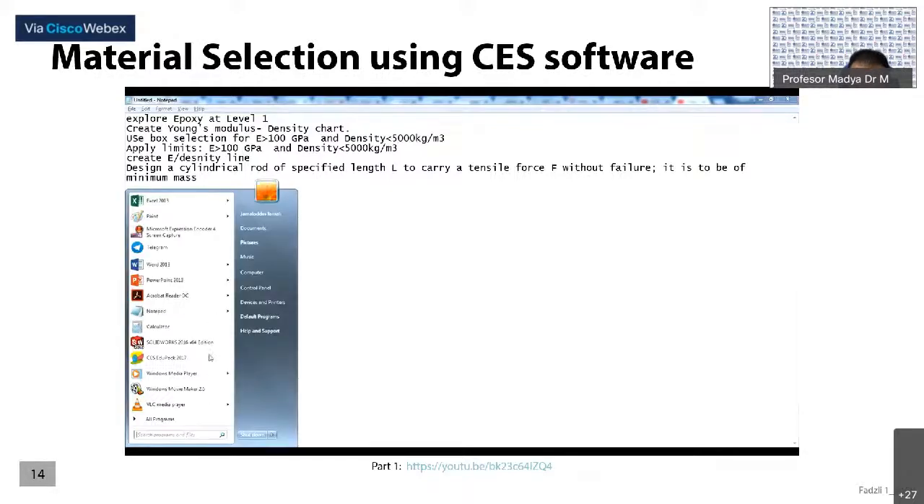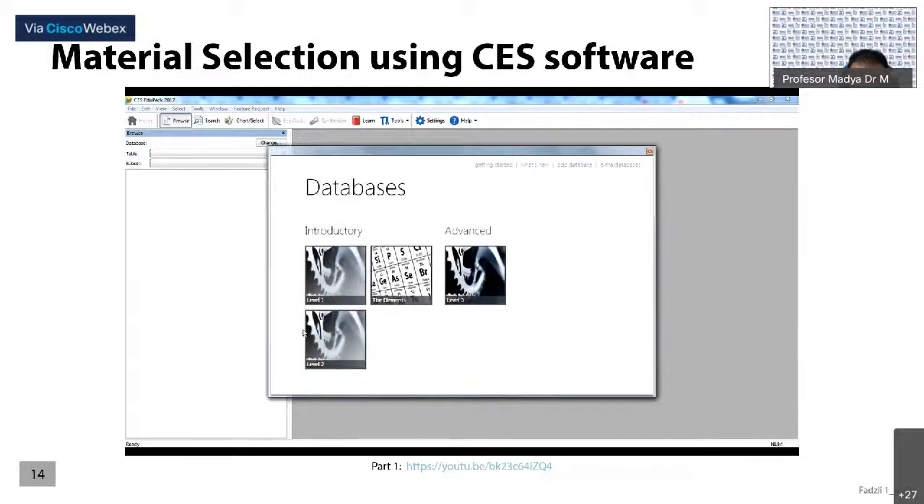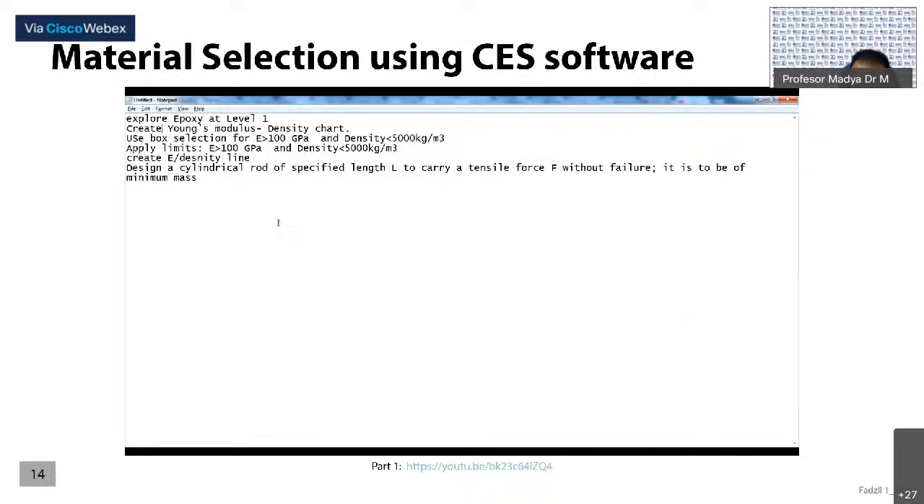The first step is to open CES EduPack 2017. As you can see, when the software opens, the first thing that pops up is the databases. You have different levels of the information provided by the software. Level 1, of course, is the simplest one, and then we have more materials in level 2 and level 3. And if we want to focus only on the elements, then we can use this tab. So I start from level 1, and the first task is to explore epoxy.